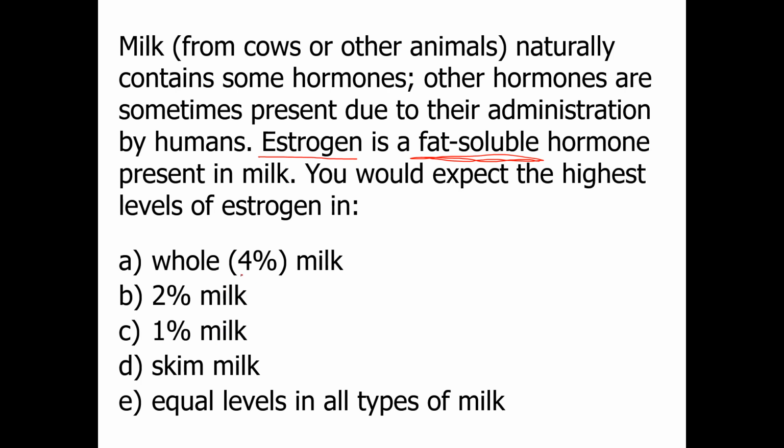And so you'd expect the highest levels of estrogen in what? Well, the first thing you want to know is what do these percentages mean? If you don't know this, if you're not a milk drinker, 4% means that that's the percent that is actually fat. So 4% of whole milk is fat. 2% of 2% milk is fat. 98% is something else. And so in this case, the highest level of estrogen was going to be in the milk that has the most fat, because estrogen dissolves in fat. The more fat there is, the more estrogen that's going to be dissolved in there and retained in that milk.